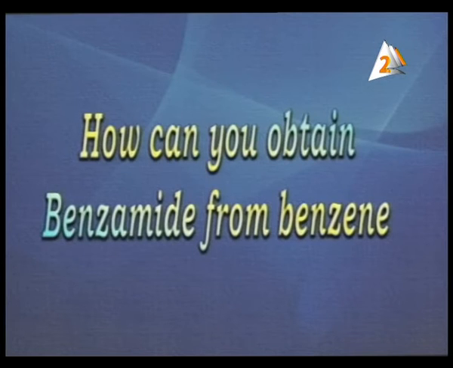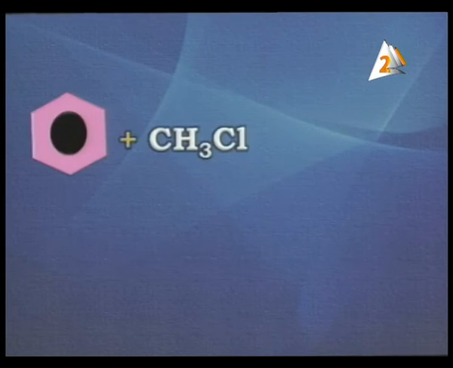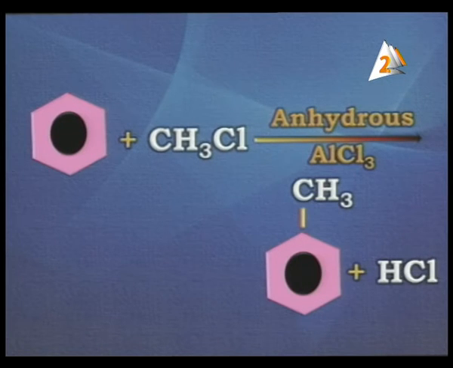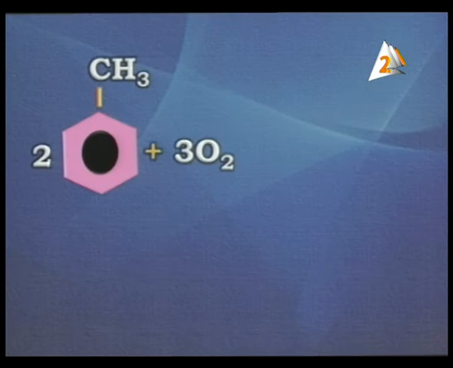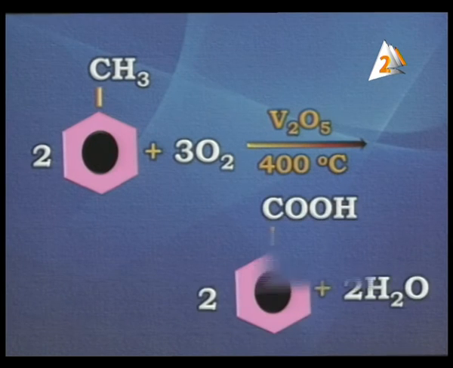Next question, my dear students: how can you obtain benzamide from benzene? Write the symbolic equation and state the condition of the reaction. As shown on the screen, benzene reacts with methyl chloride in the presence of anhydrous aluminum chloride. It gives toluene and HCl, which is called Friedel-Crafts alkylation reaction. Then toluene, upon oxidation with vanadium pentoxide at 400 degrees Celsius, gives benzoic acid and water is produced, as shown on the screen.